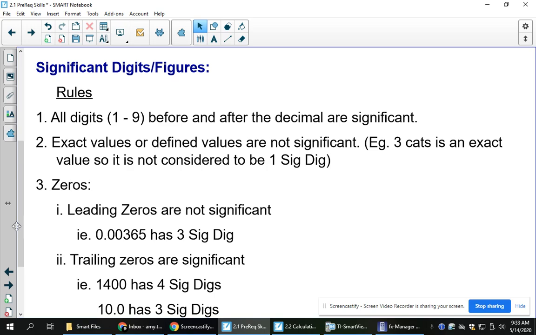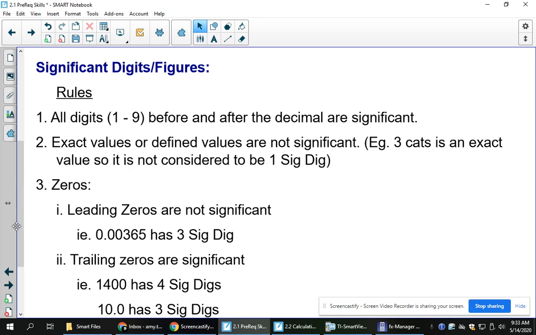Sig digs, significant digits, are in every physics and chemistry course that you take from this point on. You need to know how to work with sig digs. So the rules: any number 1 through 9, before, after, it doesn't matter where that number is, it's significant. If it's an exact value, like I say I have 3 cats, that's not a number, that's a measurement. That's an exact number. It doesn't count for sig digs.